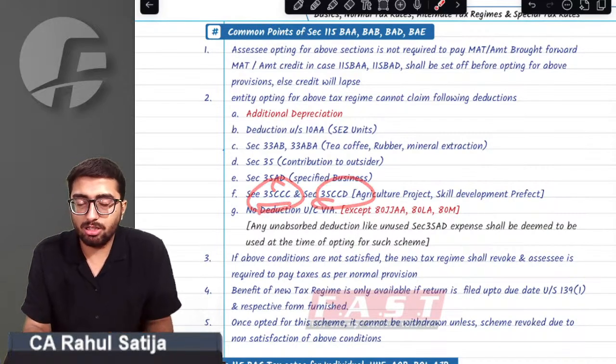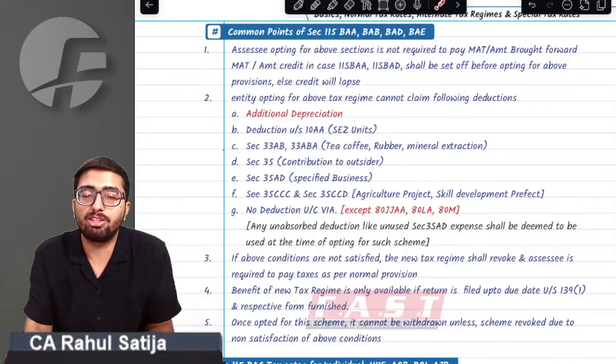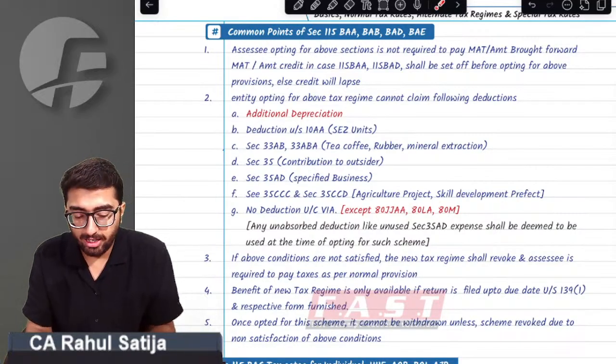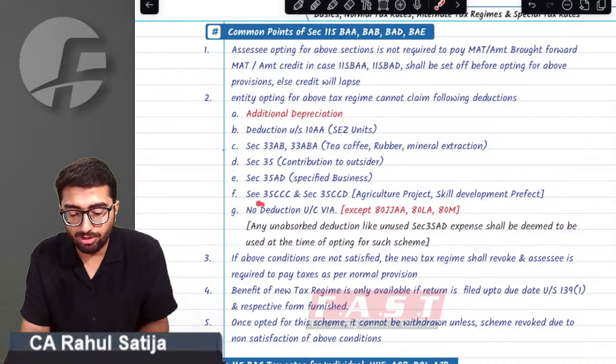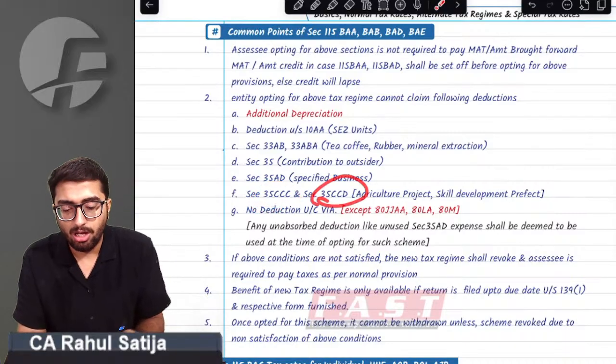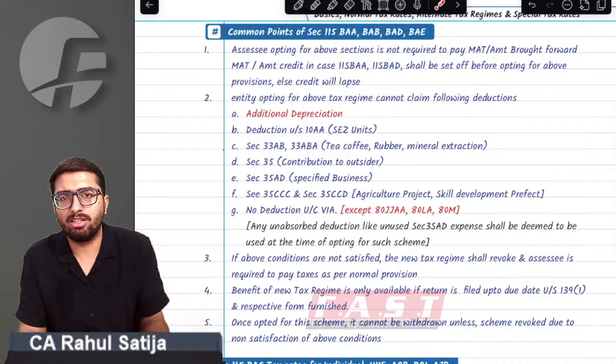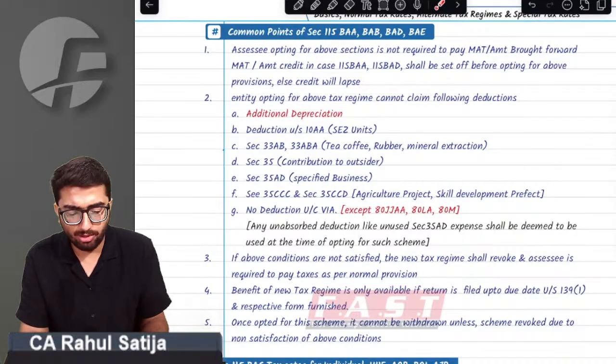Section 35CCC, Section 35CCD. What does it say? Sir, you are not eligible for any kind of deduction in case of skill development projects. You are not eligible for deduction in case of agriculture extension projects. Sir, whatever capex expenditure was allowed, you are not allowed in this case.